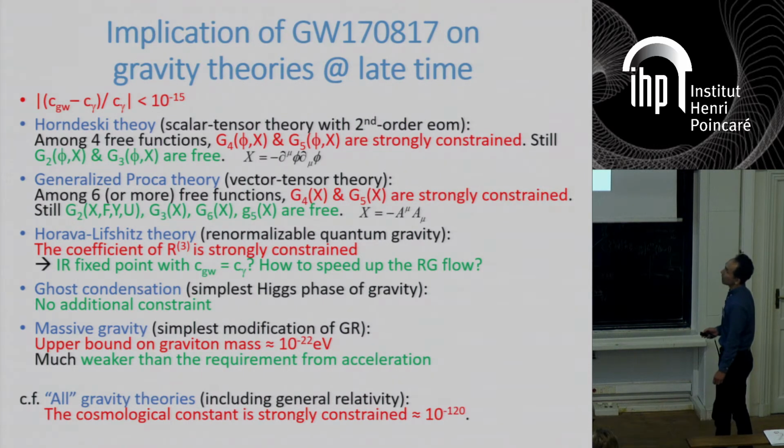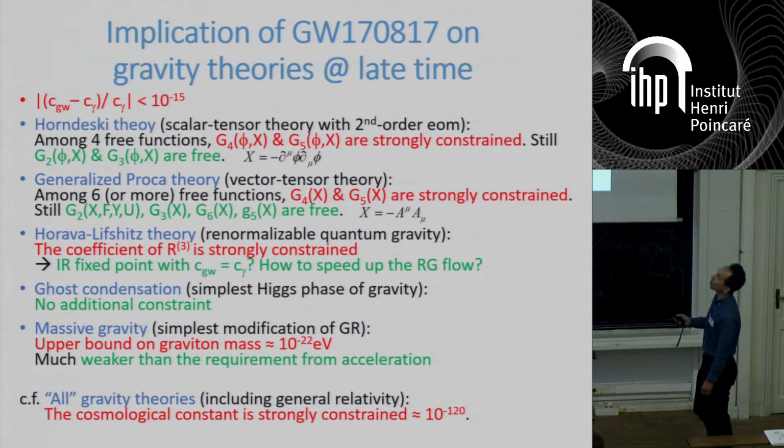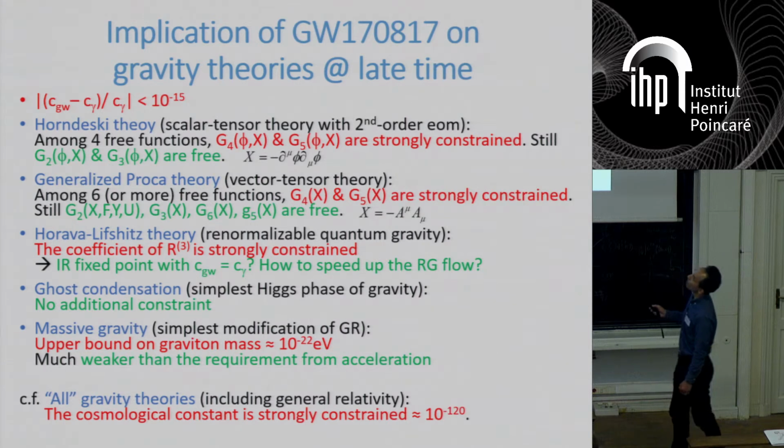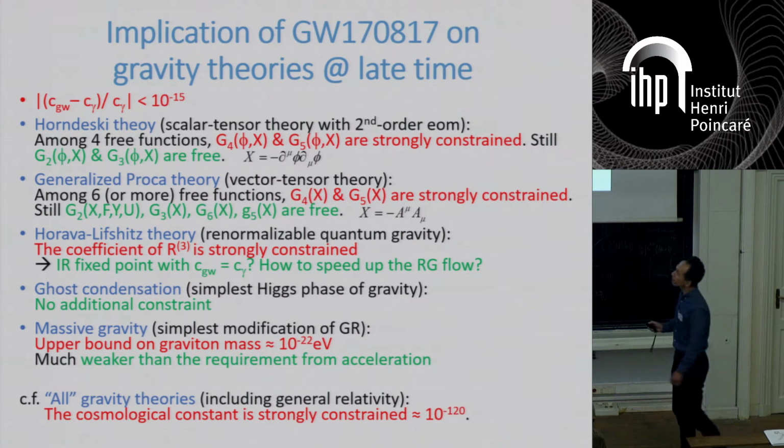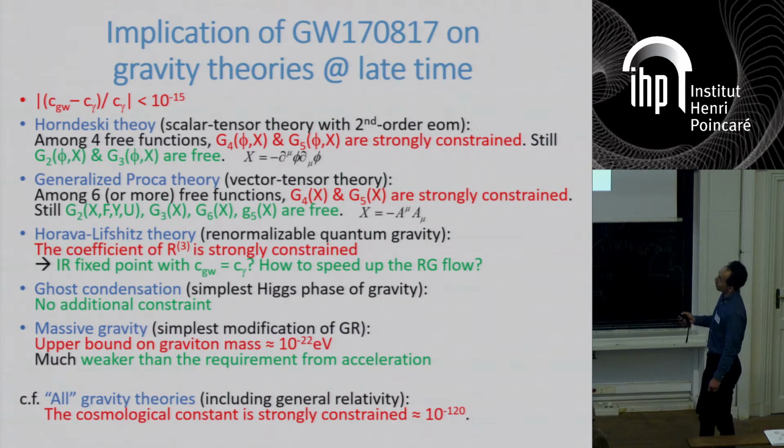Okay. And the situation is similar for the so-called generalized Proca theory, which is a vector-tensor theory. We had originally 6 or more functions, but 2 of them are strongly constrained now. Okay. That's great progress. And also for Horava-Lifshitz gravity, which is the subject of my talk today. In this case, the speed of gravitational waves is controlled by the coefficient of the 3-dimensional curvature. So this coefficient is strongly constrained.